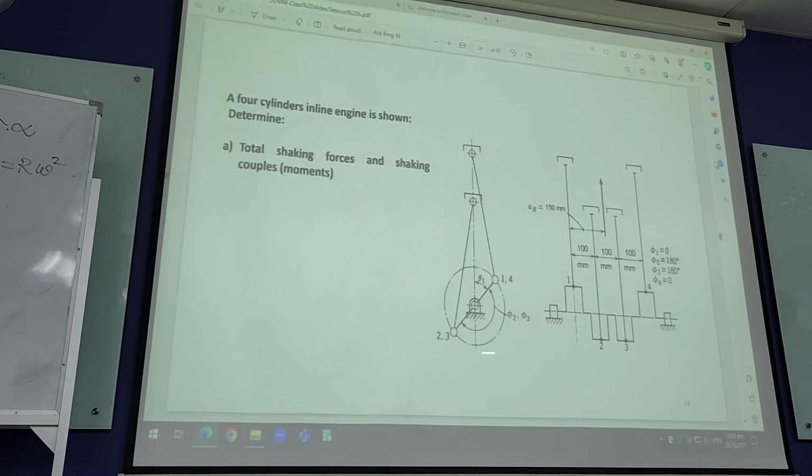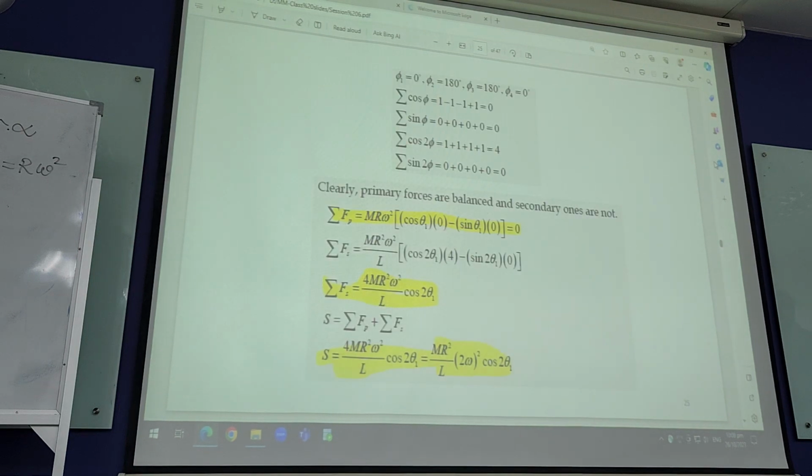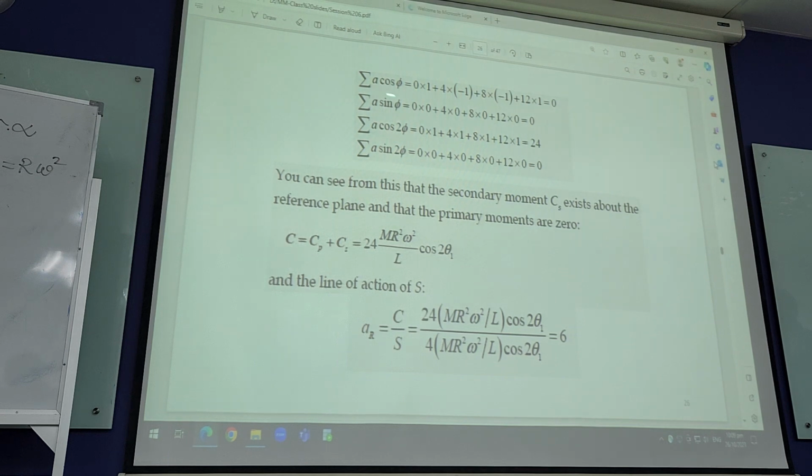Okay, so this type of inline balancing, right? We have done something very similar. You can do sum of cos phi. If you get inline engine balancing, it is mechanical. So you just do sum of cos phi, sum of sin phi, sum of cos 2 phi, sum of sin 2 phi. Okay, then the next one, sum of a cos phi, sum of a sin phi, then sum of a cos 2 phi, sum of a sin 2 phi. So this is what we have done just now. So finally you get 6.